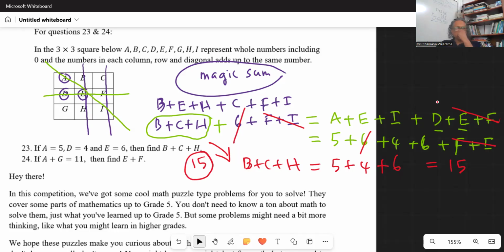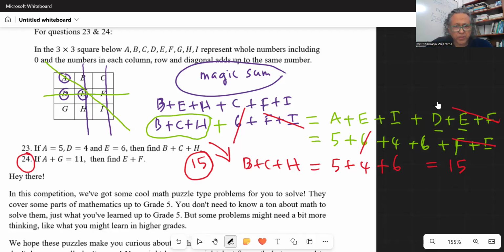Yeah, that's a bit challenging. So if you didn't get it, you need to stop the video, take a walk, do something, and come back, or work it out and come back. All right. Number 24. If A plus G is 11, then find E plus F.